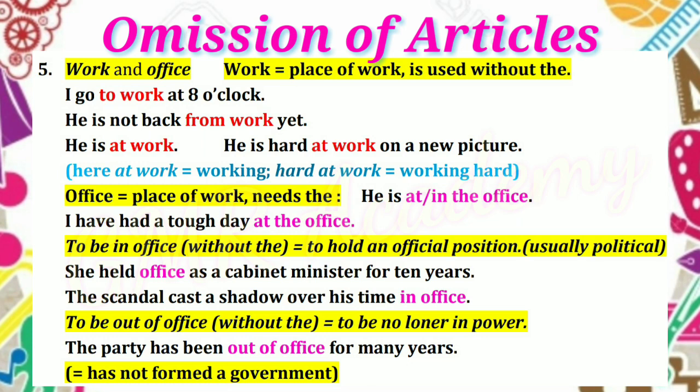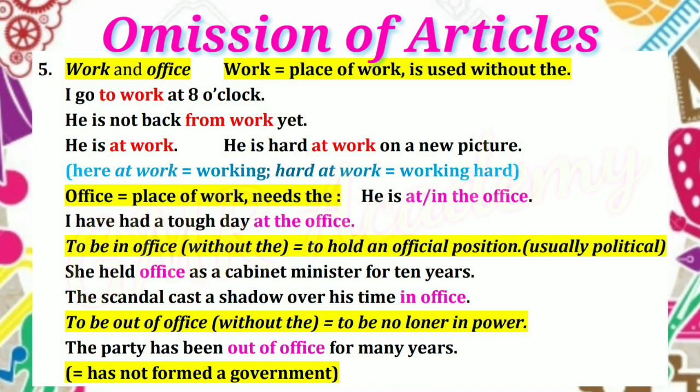The next one, to be out of office, without the definite article the, which means to be no longer in power. The party has been out of office for many years. The meaning is out of position, out of official position. No article is used. Has not formed a government. What is the meaning of out of office? Has not formed a government.